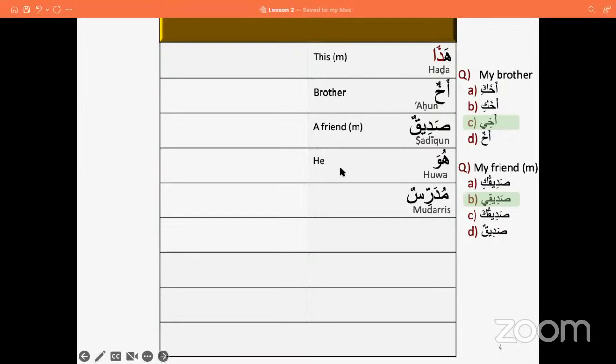The word mudarrisun is the next word. Mudarrisun. Okay, so in the transliteration, it should be sun at the end, not mudarris. Mudarrisun means a male teacher. Okay. The next word, muhandisun. So normally, people get confused sometimes between these different occupations. So sadiqun is a friend. Then we have mudarrisun, which is a teacher. And then we have muhandisun, which is an engineer.